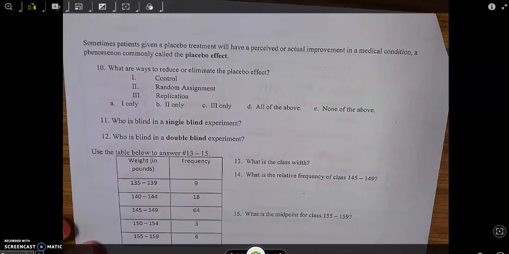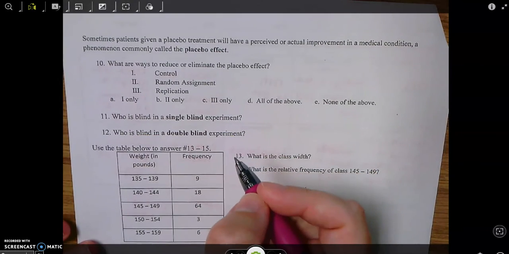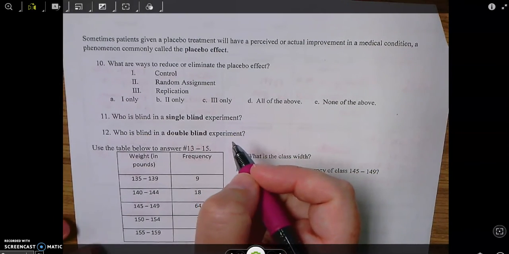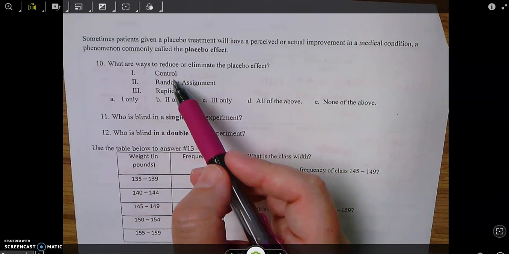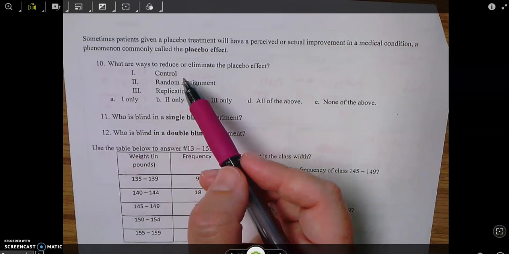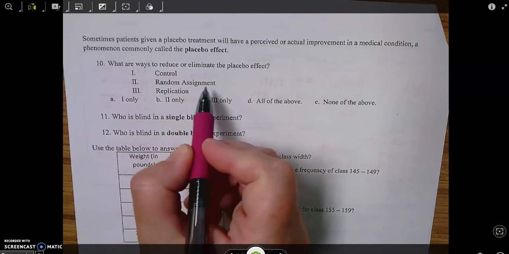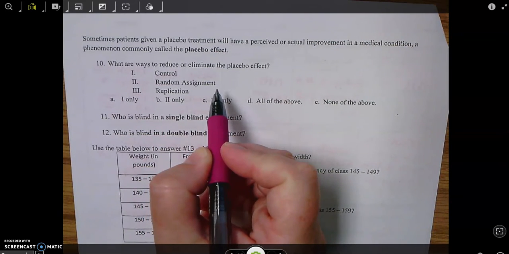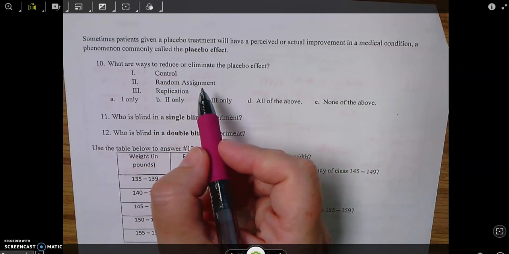So what this is asking is how do we make sure no one knows what they're getting, the placebo or the real medicine? So one, we want to control it. So yes, we want to make sure we do have a control group, meaning a group that's getting the medicine. We also want to randomly assign people to who gets what, because we don't want to jeopardize our data.